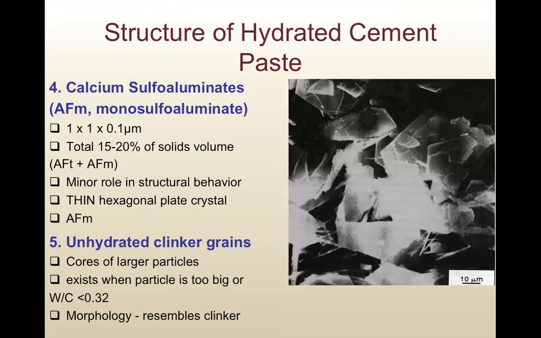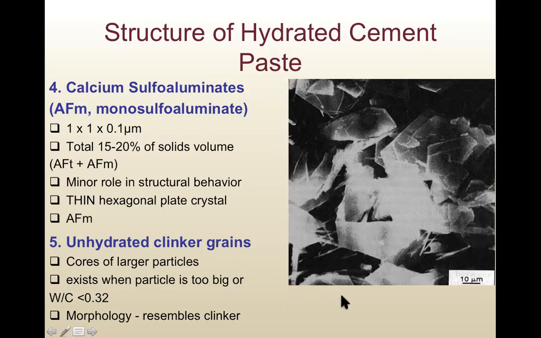Right. The next one is AFm, monosulfate aluminate. It is a thin hexagonal plate. As we can see from here, the scale is 10 micrometer, so the size is also small, similar to ettringite. Again, it has a minor role in structural behavior, much weaker compared to CSH. So it's a thin hexagonal plate crystal.